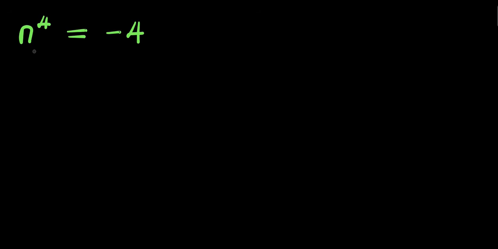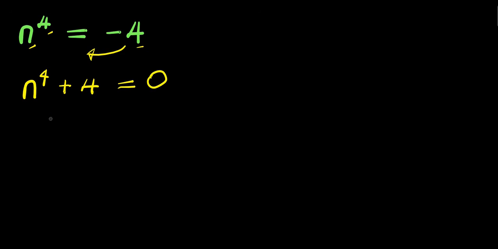So right now we have n to the power 4 equals -4, and we are solving for the values of n. Now, the first step will be for us to move this -4 across this equality sign, and that will change to +4. We have n power 4 plus 4, and this equals 0.